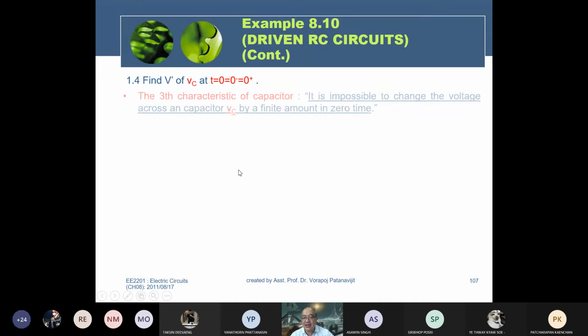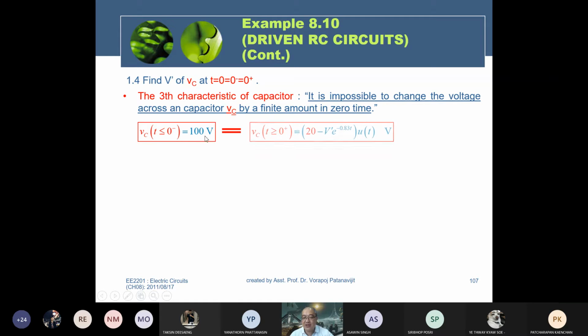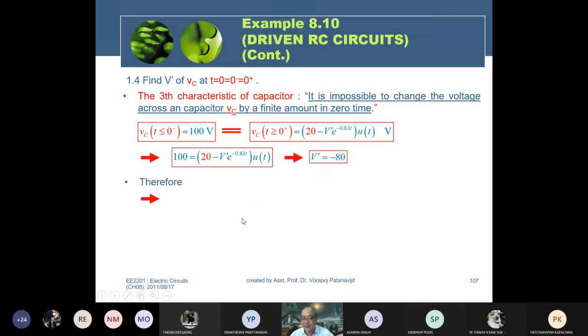Now, you can determine this unknown parameter by setting the capacitor voltage for time less than 0 and the capacitor voltage for time greater than 0 equal. And you substitute every t to be 0, right? Anything to the power 0 gives you 1. Therefore, in this case, you get 100 equal to 20 plus V. Therefore, V equals minus 80. You substitute them back.